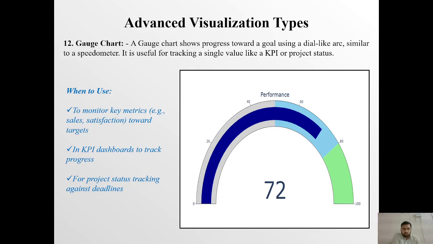Gauge chart. A gauge chart shows progress towards a goal using a dial-like arc, similar to a speedometer. It is useful for tracking a single value like a KPI or project status. When to use: to monitor key metrics, for example sales or satisfaction towards targets, in KPI dashboards to track progress, and for project status tracking against deadlines.